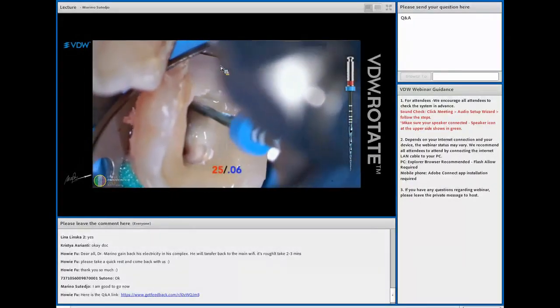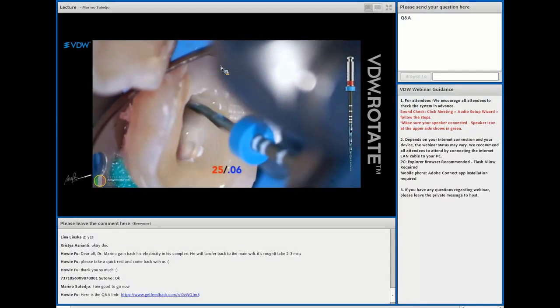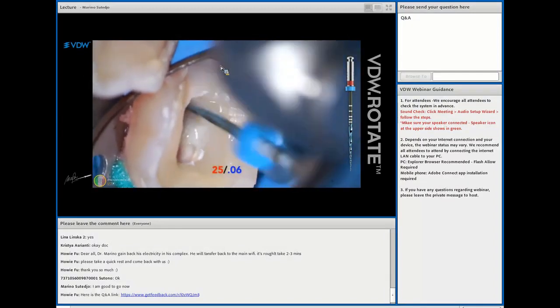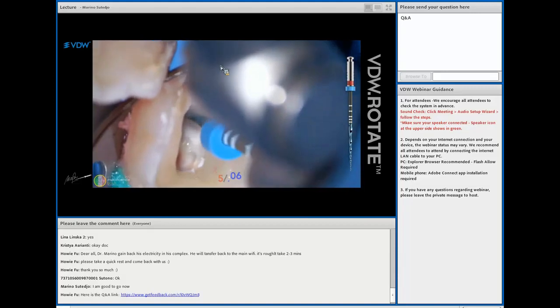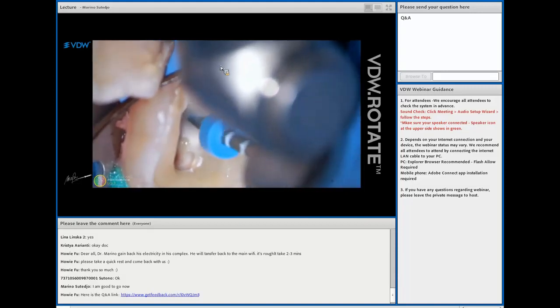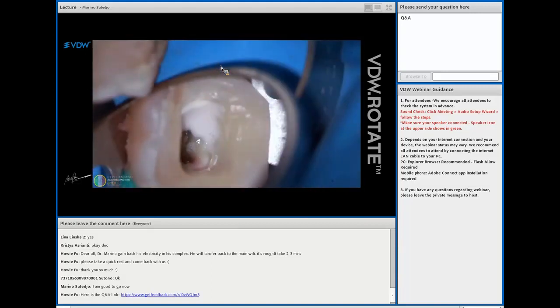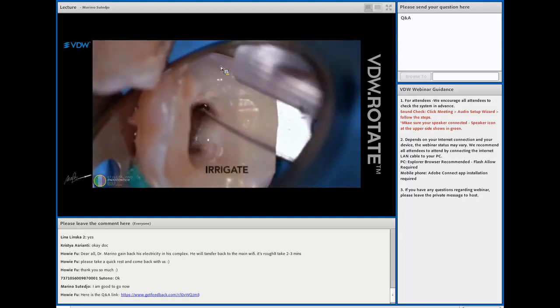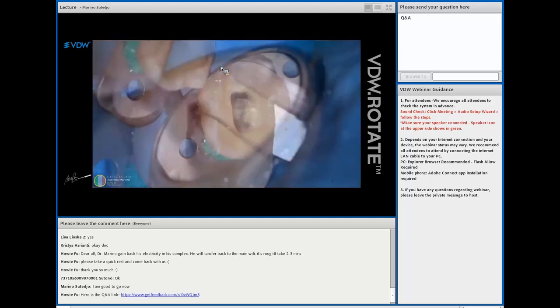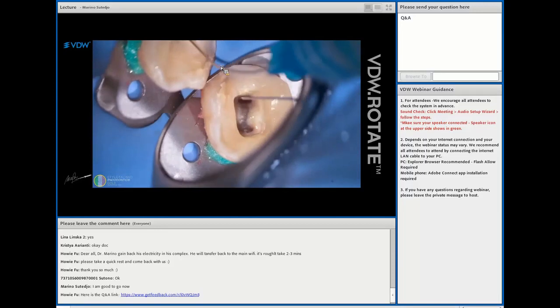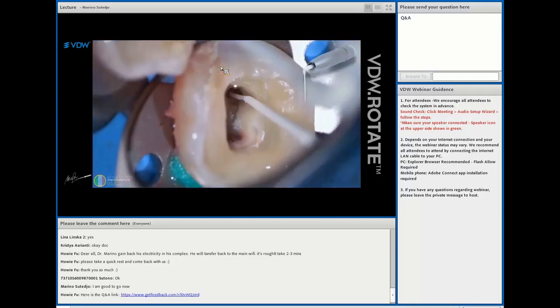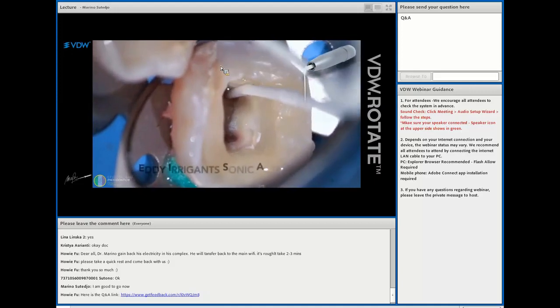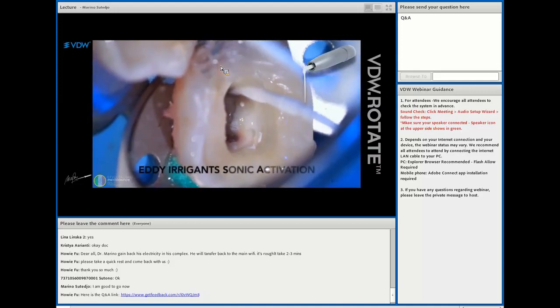Since this is a distal canal, it is quite big. I don't need to use my 2504. So from 2005, I can directly jump into 2506. Some of you may have used the M2, because I used to be an M2 user for many years. At that time we needed 4 instruments. With this VDW rotate, you only need 3 instruments to finish a complete shaping of your root canal.